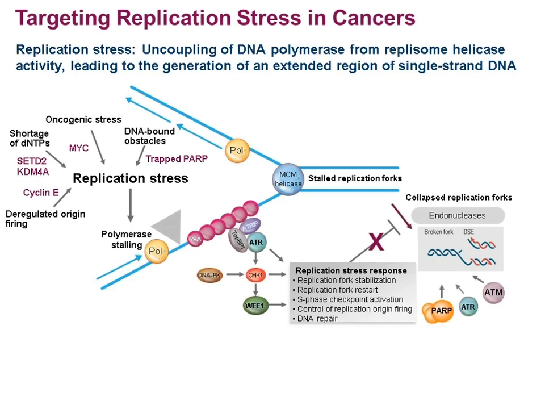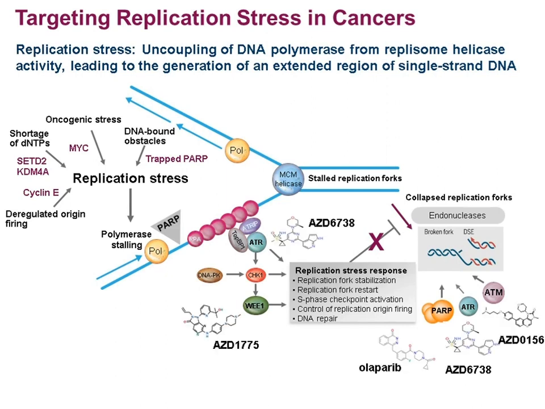What happens if that replication stress response is inhibited is that you will end up getting these single-end double-strand breaks at the replication fork and an activation of the double-strand break repair pathways that have been shown to involve ATM, ATR, and more recently also been shown to involve the role of PARP1.